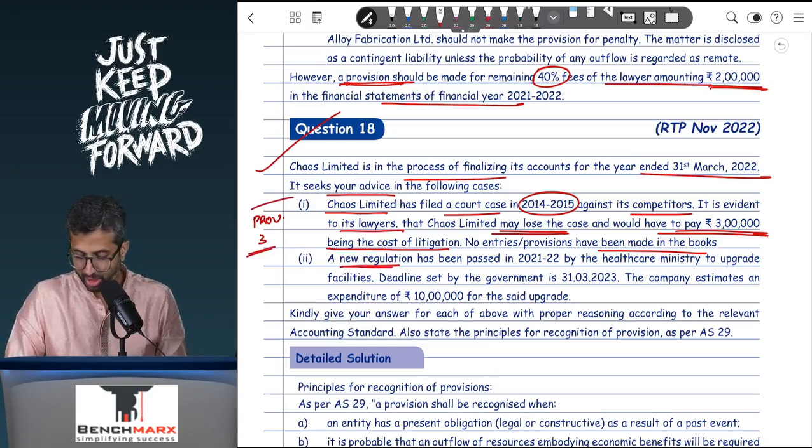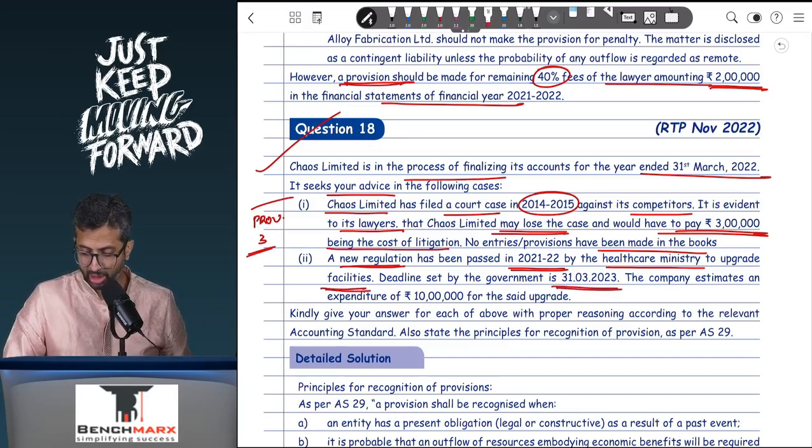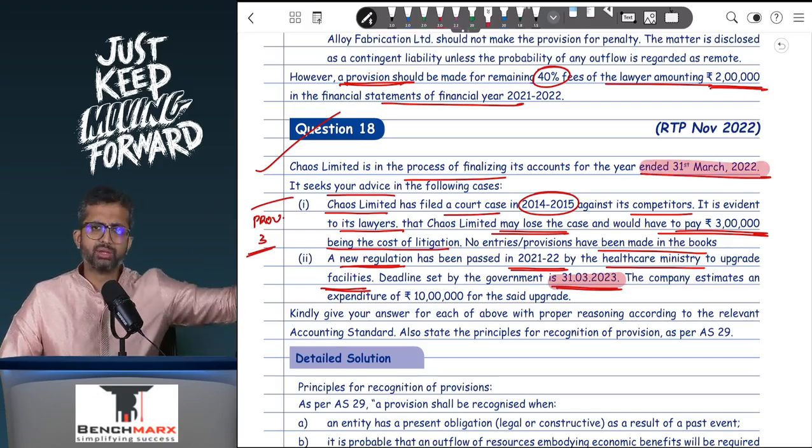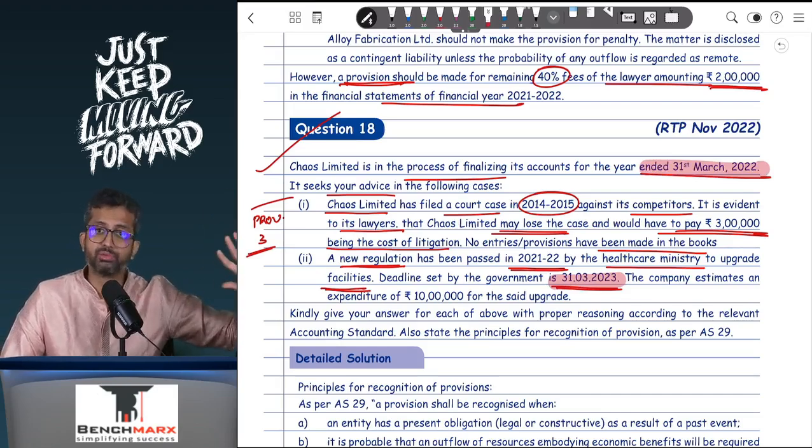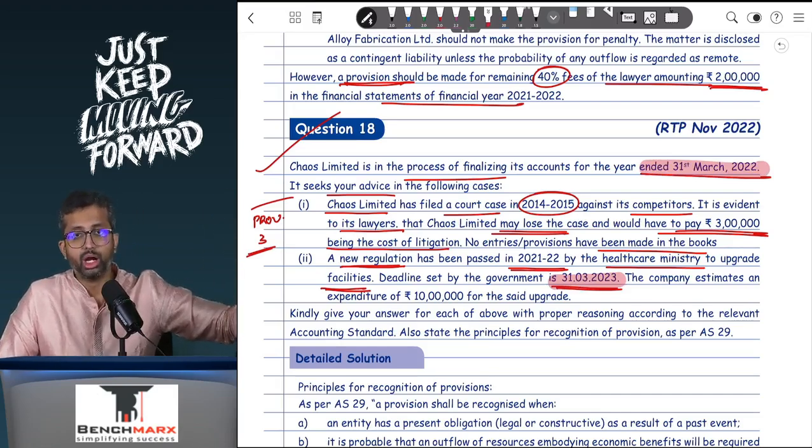Second, a new regulation has been passed in the year 21-22 by the Healthcare Ministry. It is passed to upgrade the facilities. The deadline set by the government is 31st March 2023. Now you are currently in the year 21-22. The deadline is 31st March 23, which means if a provision has to be created, it has to be created after 31st March 23. If you don't fulfill, then there might be a penalty which will be levied.